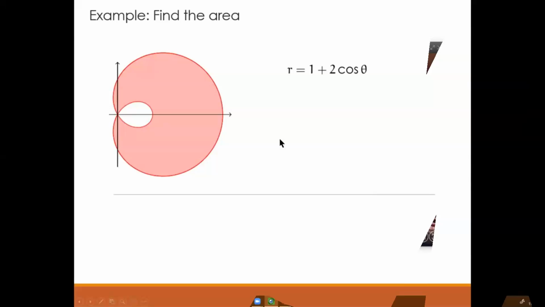That's not too bad. This one's tricky. Okay, so we've got 1 plus 2 cosine theta, but we've got this little chunk in here. So I could think about this as when the whole expression is negative. And this is going to be negative when 1 plus 2 cosine theta equals 0. So it's going to start being negative when theta is 2 pi over 3. Don't worry about that yet. So I would integrate this and then subtract, but that would include all that white spot here.